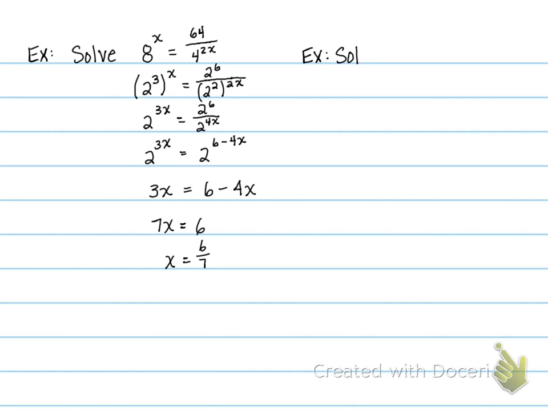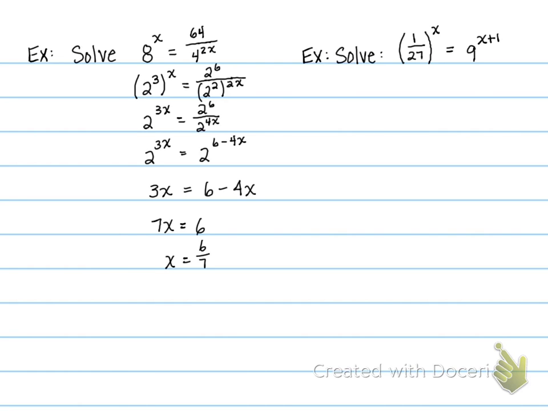So suppose I want to solve 1 over 27 to the x equals 9 to the x plus 1.